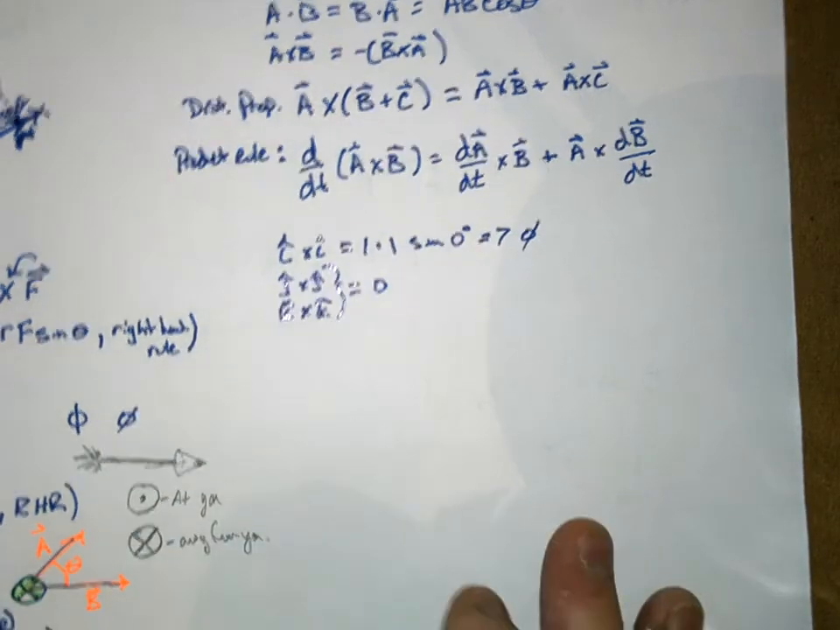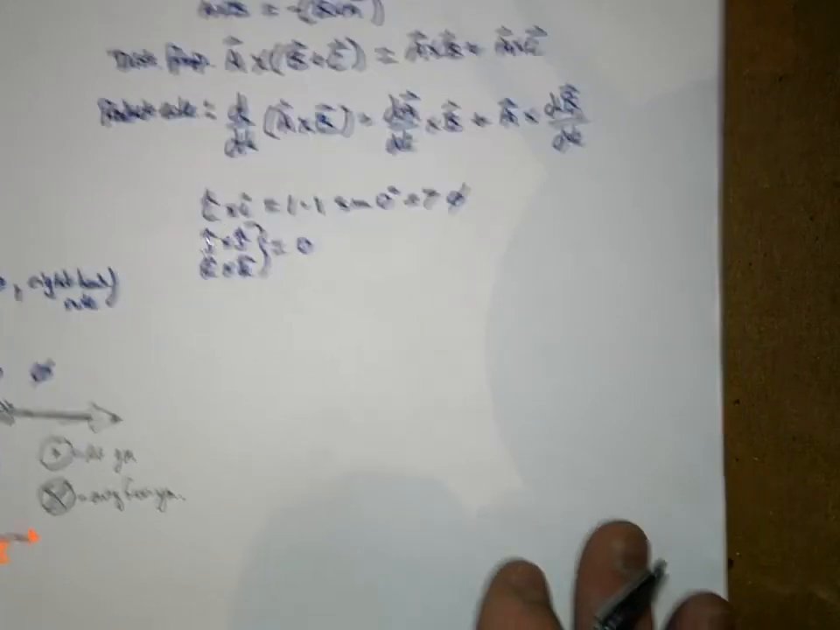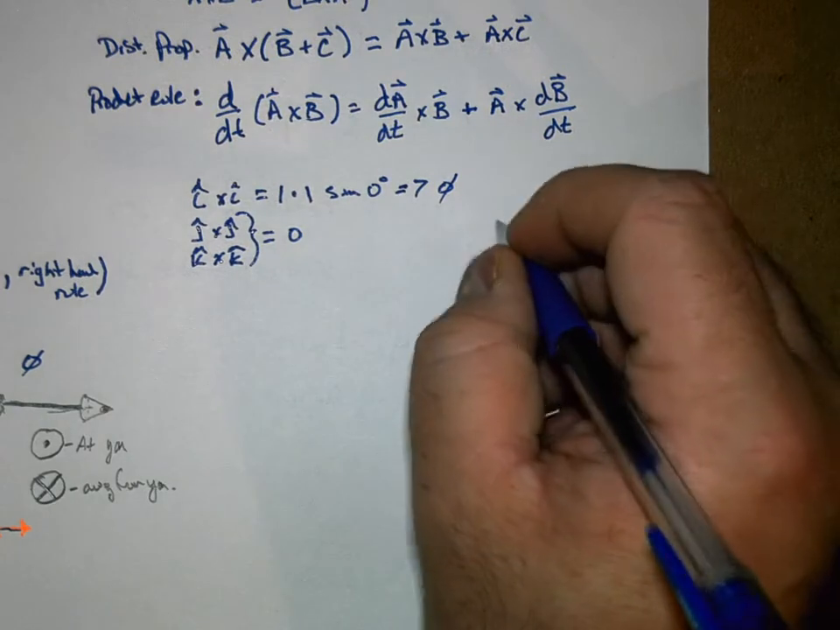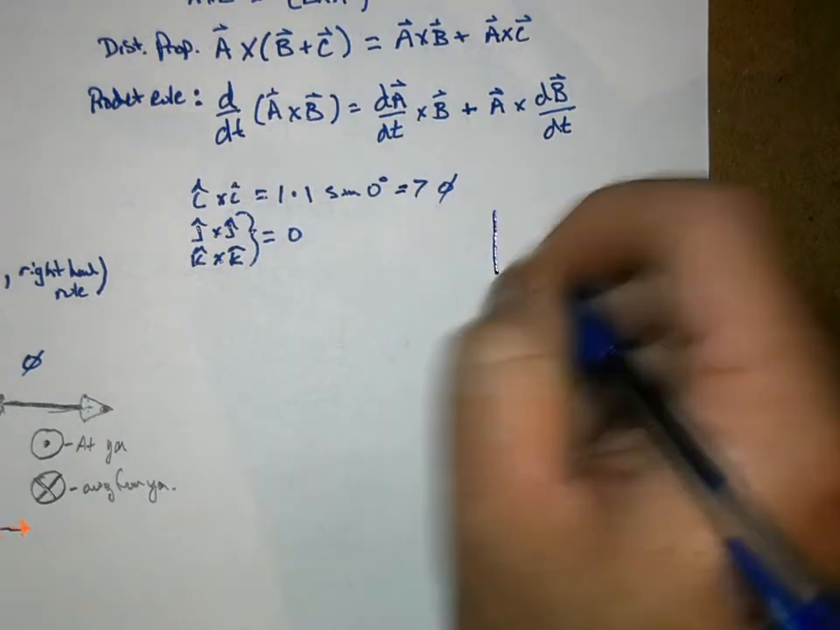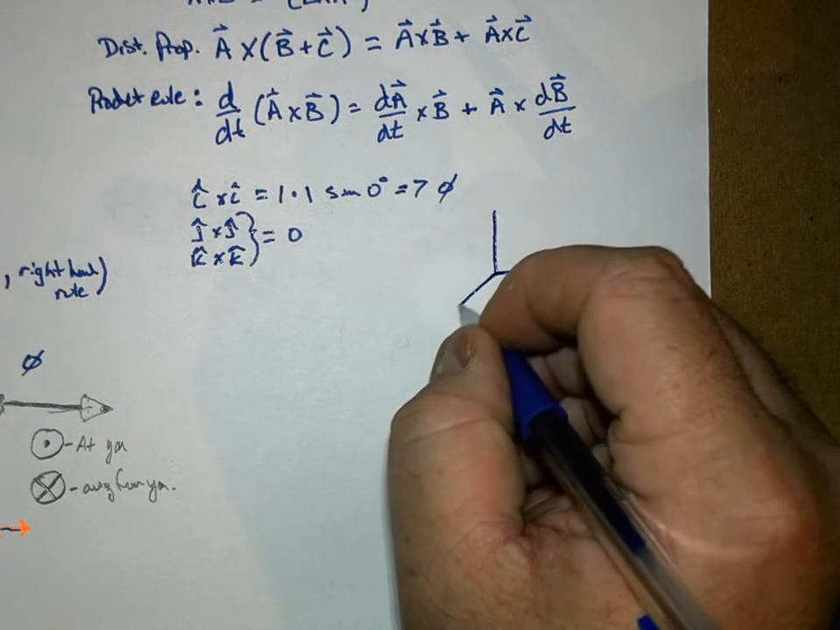However, when we start crossing other things, there are certain rules we have to follow. So here's how I've memorized it. You draw the back corner of a box. So here's Y, here's X, and here is Z.